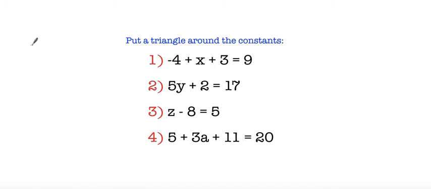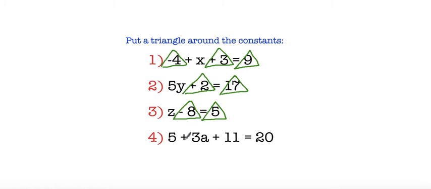Okay, so let's put a triangle around the constants. So I have negative 4 plus x plus 3 is equal to 9. So negative 4 is a constant, positive 3 is a constant, and 9 is a constant. Here I have 5y plus 2 is equal to 17. So positive 2 is a constant, 17 is a constant. So z minus 8 is equal to 5. So negative 8 is a constant, and 5 is a constant.